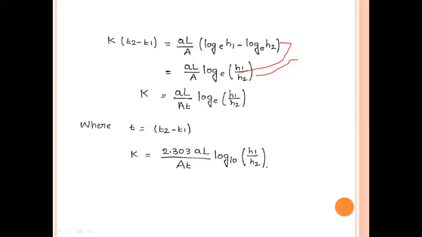Next, K equals AL by A into (T2 minus T1), the logarithm of e, H1 by H2. Then finally, K equals 2.303 into AL by A t, log base 10 of H1 by H2.